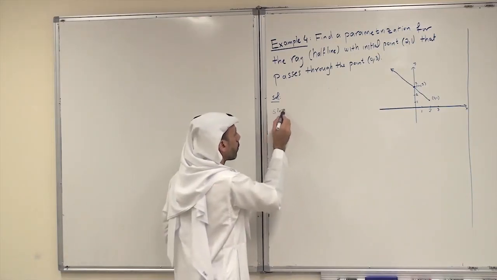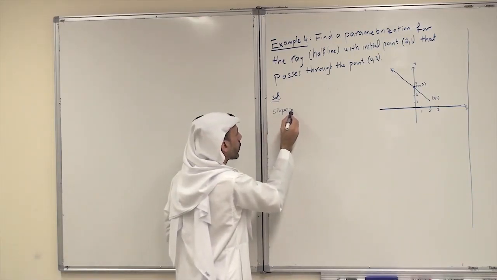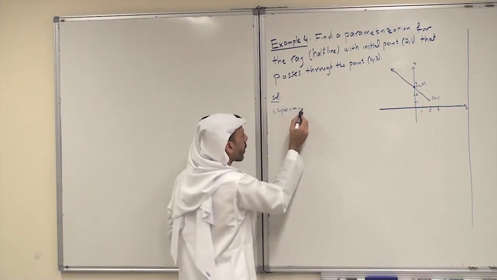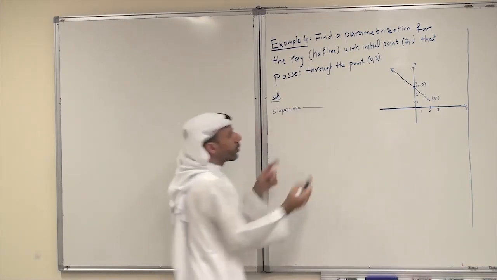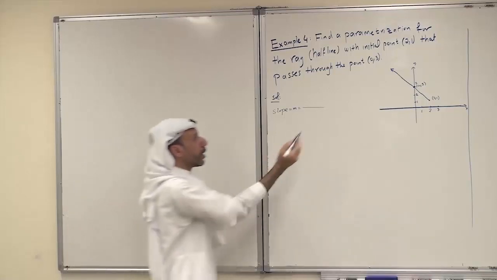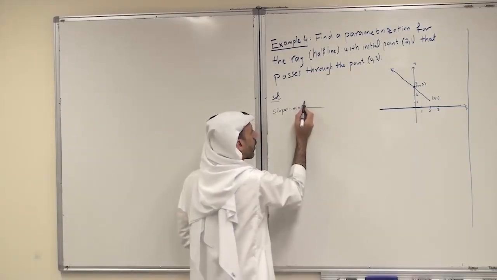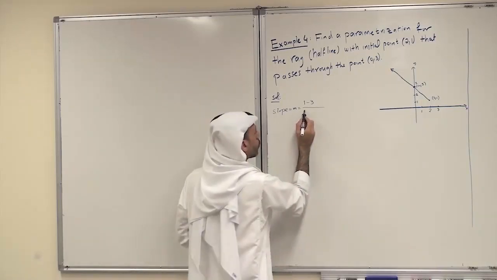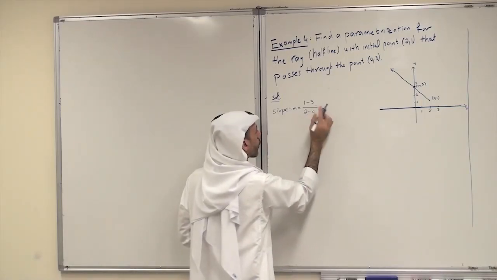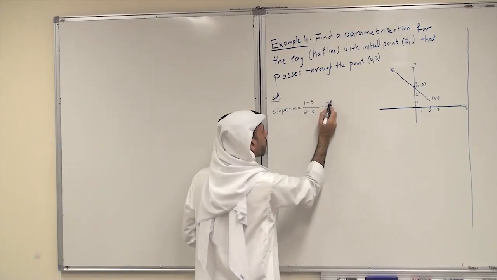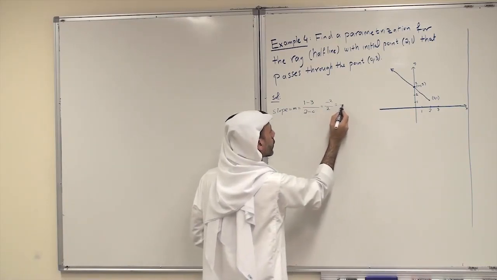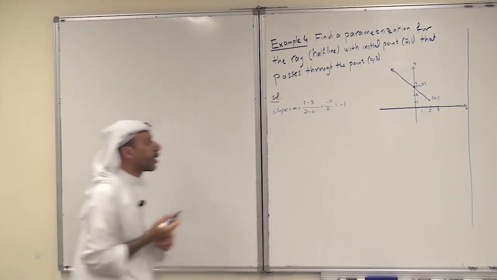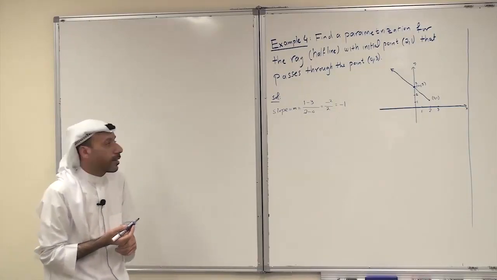Slope, which is m. We have 2 points on the line. So we just use the formula: the difference in y over the difference in x. 1 minus 3 over 2 minus 0, and this equals minus 2 over 2, and this is minus 1. This is the slope of the line.